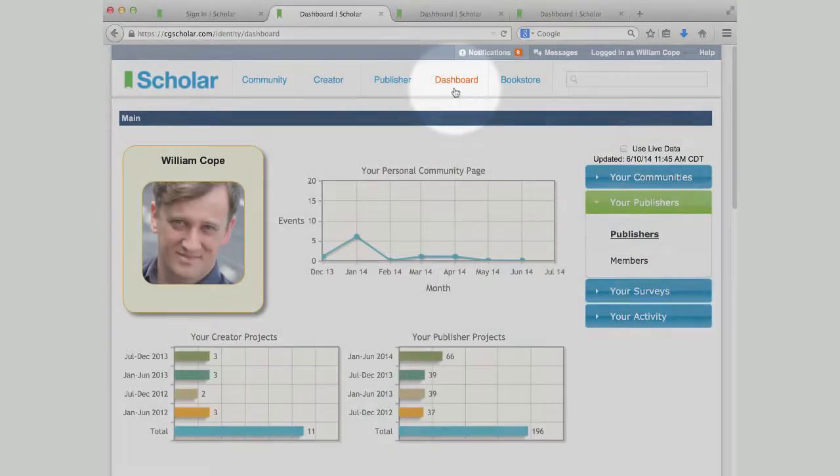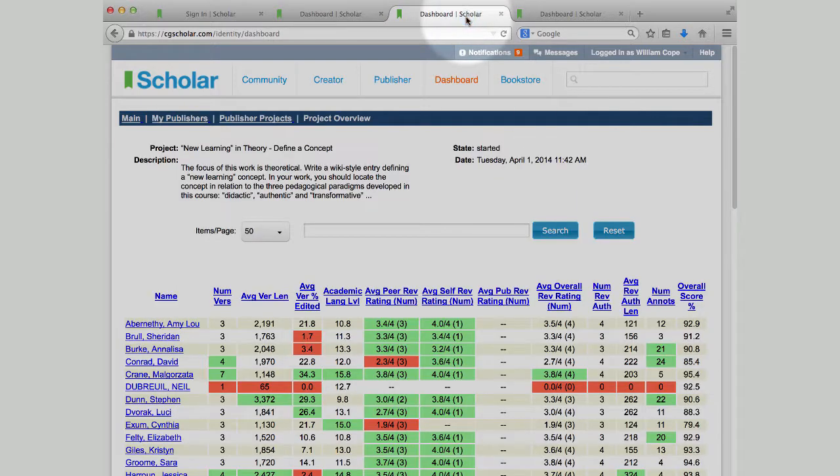So what I'm going to do now is just show you very briefly into the analytics area of Scholar, which gives the instructor some insights into the process and where they can keep a much closer view of what all the students are doing. The dashboard area collects a whole lot of information about the writing process and other discussion processes going on inside Scholar. So these are things I've done in my personal community page, my creator projects, my publisher projects. And if I go into one of my publishers at the moment, I can get quite detailed analytics about writing. Let me go into that particular class that I was involved with before.